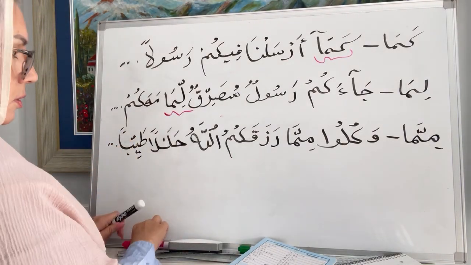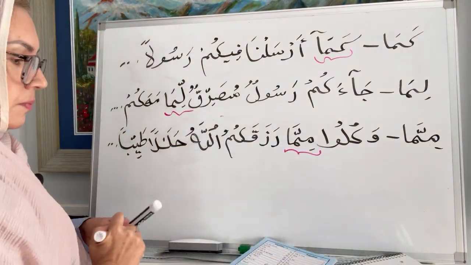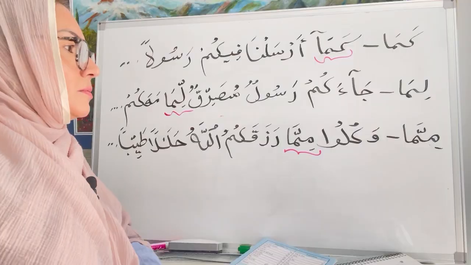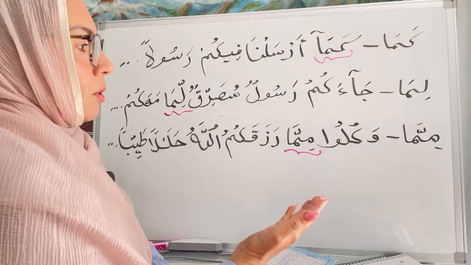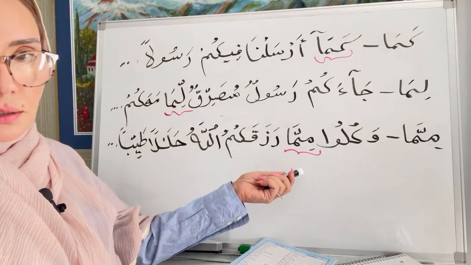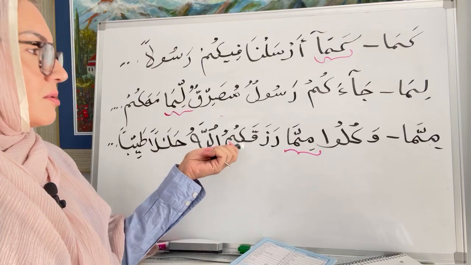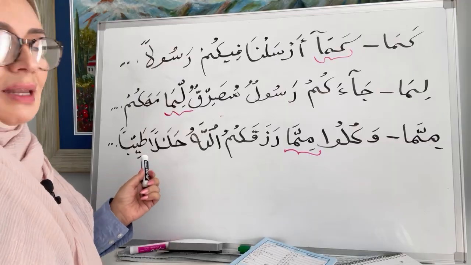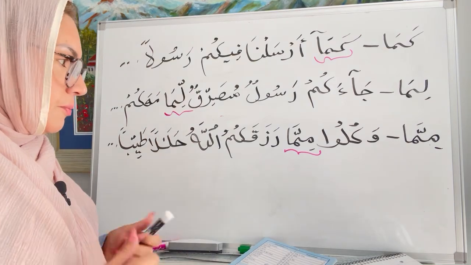Okay, so here the word we're looking for is mimma, and it sometimes means out of what, from that, of that. So it means all of those things. وَكُلُوا مِمَّا رَزَقَكُمُ اللَّهُ, and eat from that which Allah has razaqakum, meaning has given you as sustenance, as provision, which is halal, pure, and tayyib, tayyiba, meaning it's pure and it's good.